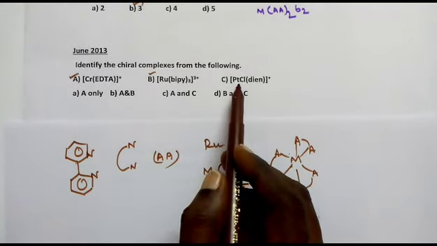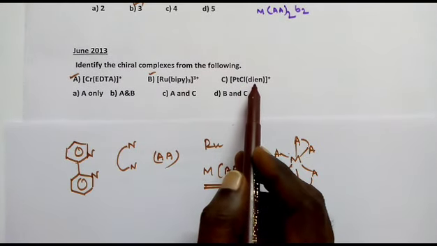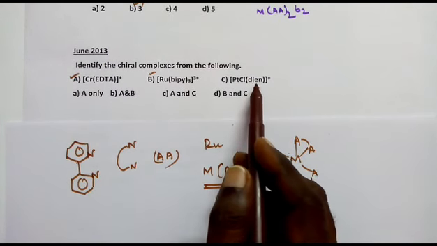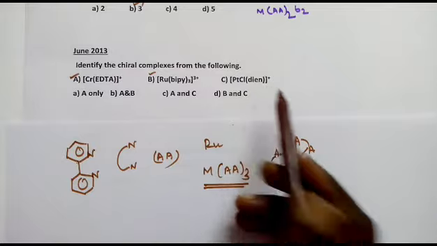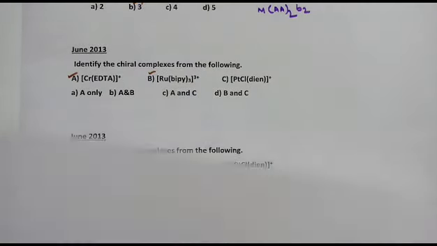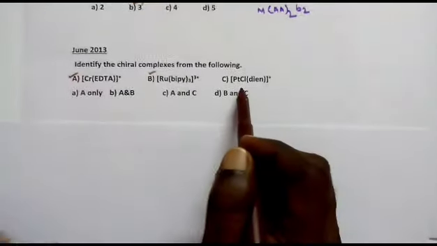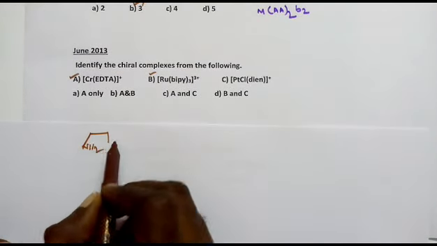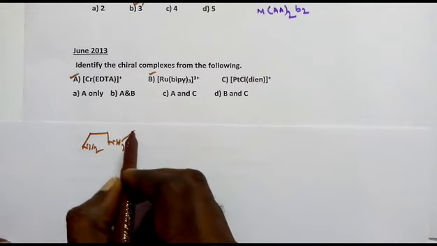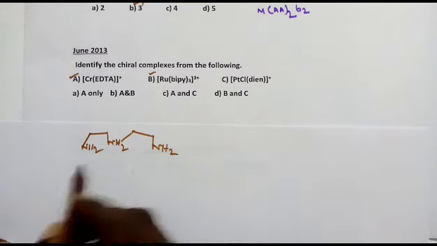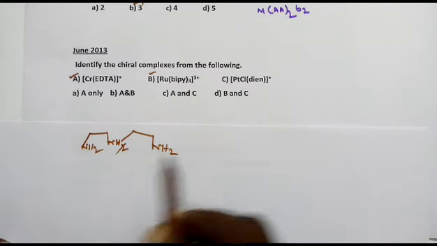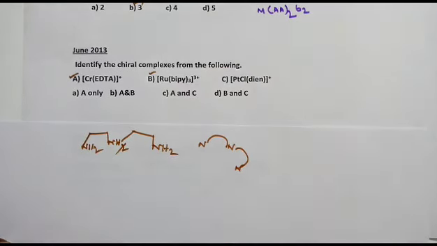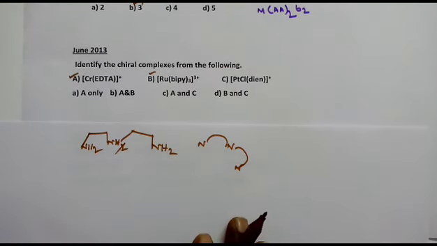Look at the third one, platinum. What is it? Di-N. Di-N means what? N represents ethylene diamine. Di-N means diethylene diamine. That means this is ethylene diamine, this is another ethylene diamine. That means here no nitrogen. So N. So it's a tridentate ligand.